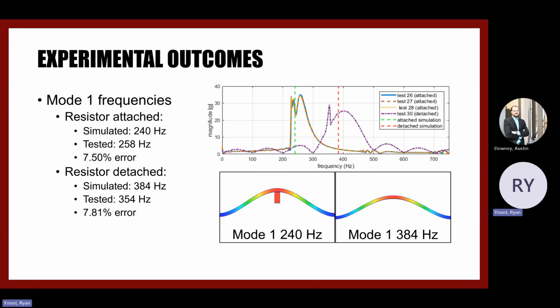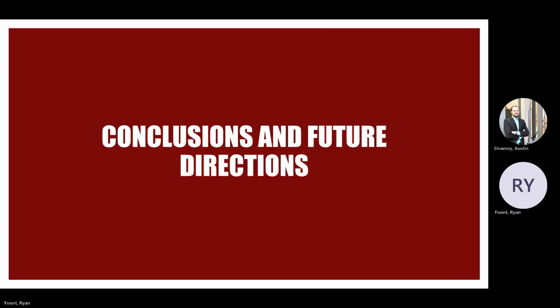So looking at the actual frequency domain, you can see that from those same tests, we see a trend that lines up relatively well with what we expected in the simulations here. For the test where the resistor stays attached, the first modal frequency is around 258 hertz tested, which is just an 18 hertz difference from the simulated one. And then for the one where it detached, the tested is 354 hertz, which is a 30 hertz difference from simulated, but both relatively close and gave us the trend we were expecting.